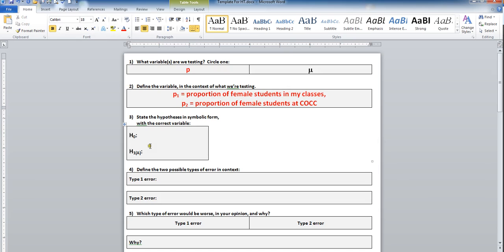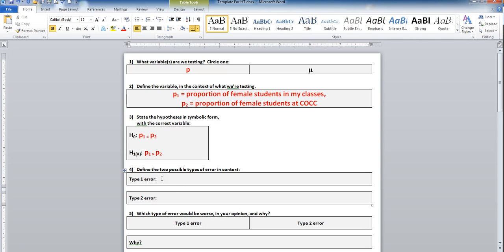What are the hypotheses we're looking for? Well, the astute student seems to think I have more females than males in my classes. So we're going to try to see if that's statistically obvious. Your null is going to be equal, or any other variant of that you want.